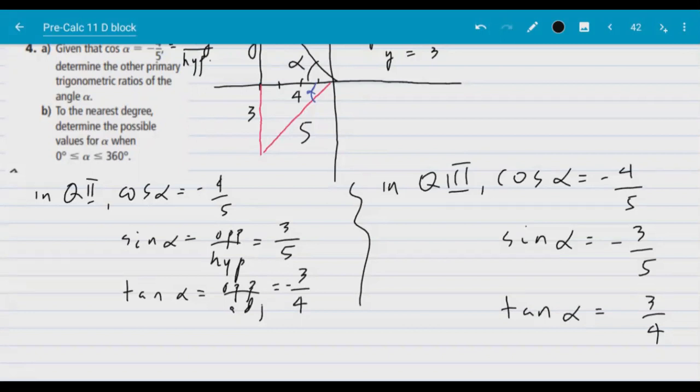Okay? Now, so we've done letter A. Let's look at letter B. To the nearest degree, determine the possible values for alpha, meaning what are the possible angles? Now, guys, we already know we have two angles, right? So, what would you do here? To find those two angles, I will look for the reference angle. And once I get the reference angle, I will ask myself, what is the angle in standard position that would be in quadrant 2 that has the reference angle that I will find? And the same thing I will do for the angle in quadrant 3. So for now, let's do it this way.